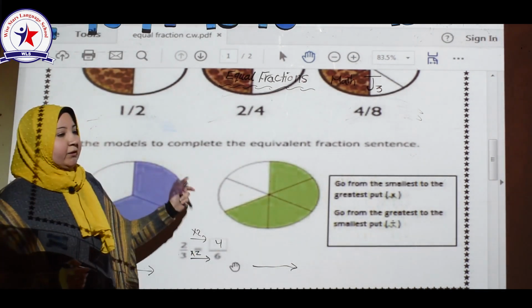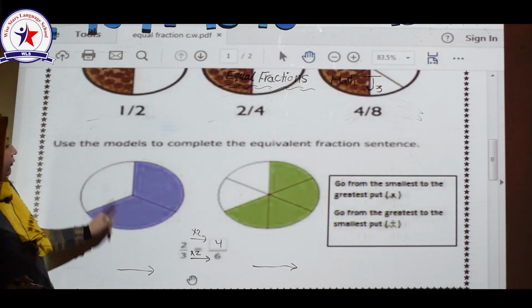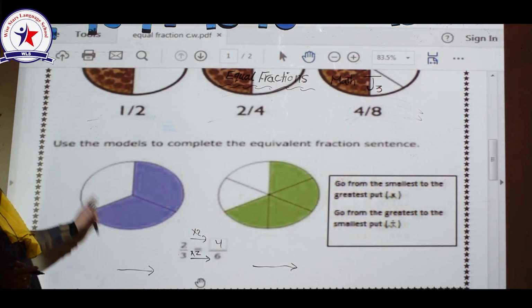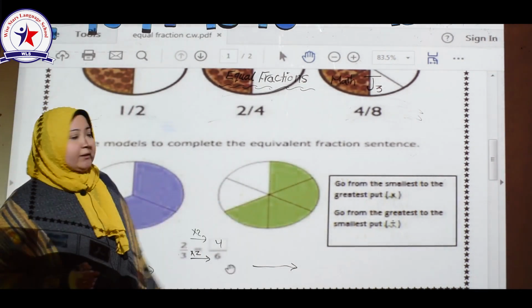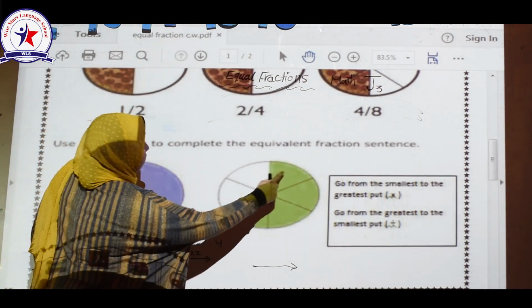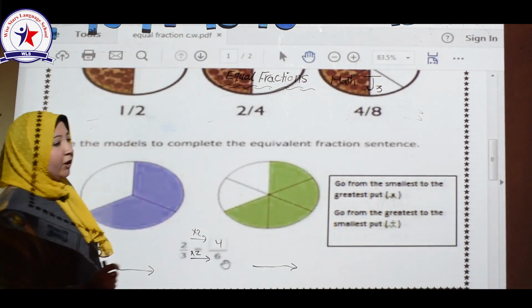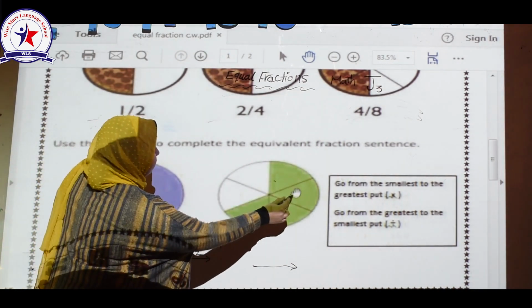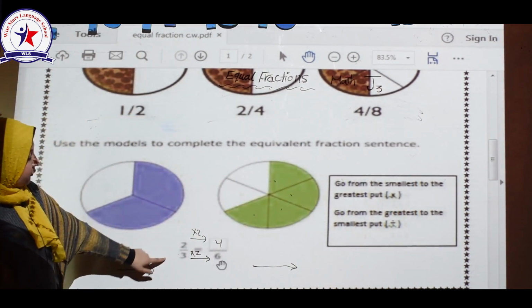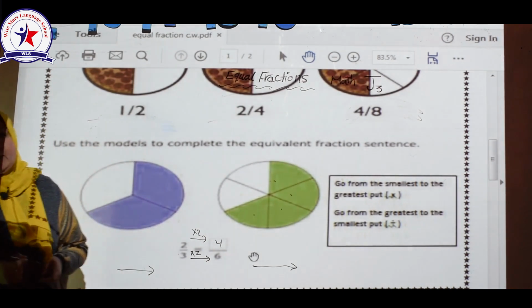Now I have 2 circles. The first one is 2 over 3, 2 colored parts, and all parts 3. The second circle, how many parts? 1, 2, 3, 4, 5, 6. And how many colored parts? 1, 2, 3, 4. So 2 over 3 equals 4 over 6.